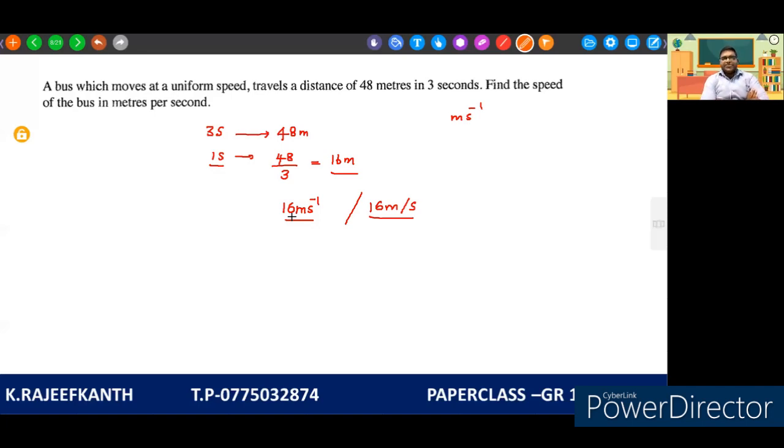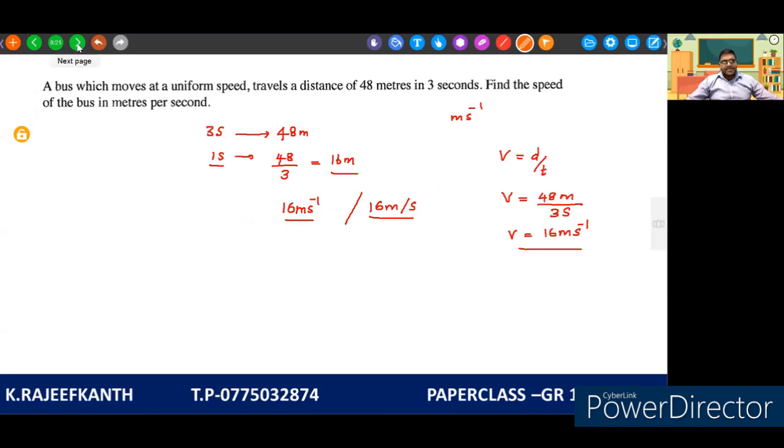Otherwise, by using the formula, you know that speed is equal to distance over time taken. If you want to find the speed, then we should know the distance and also the time. Here, the distance is 48 meters. The time is 3 seconds. Then if you divide 48 by 3, that will be 16. Then meter per second. In this way also you can write the answer, right? So the speed of the bus is 16 meter per second.